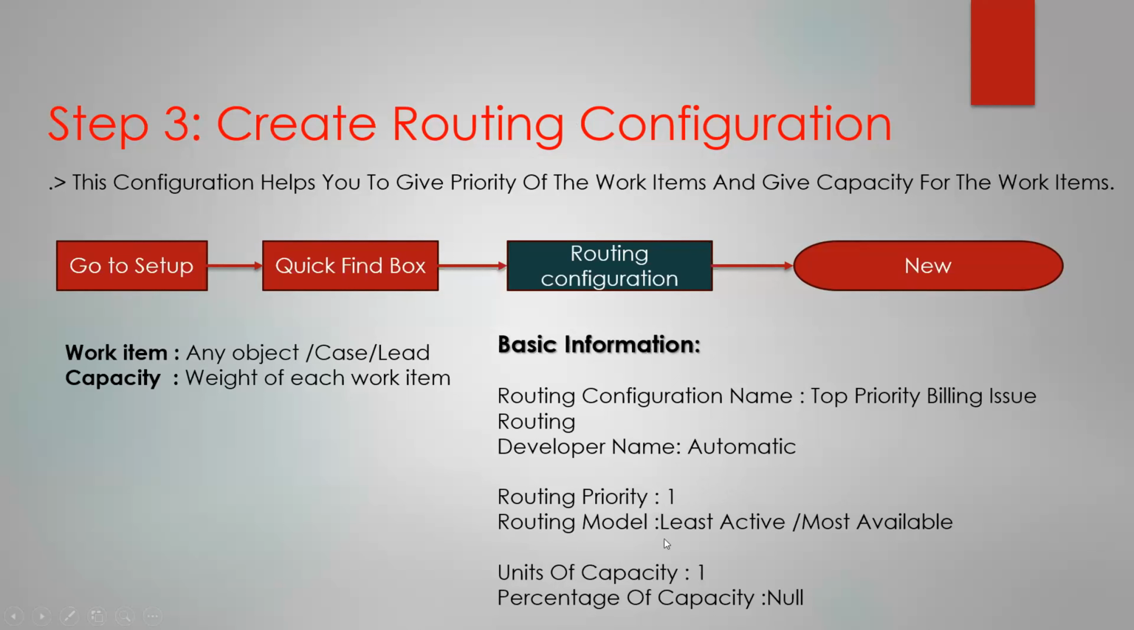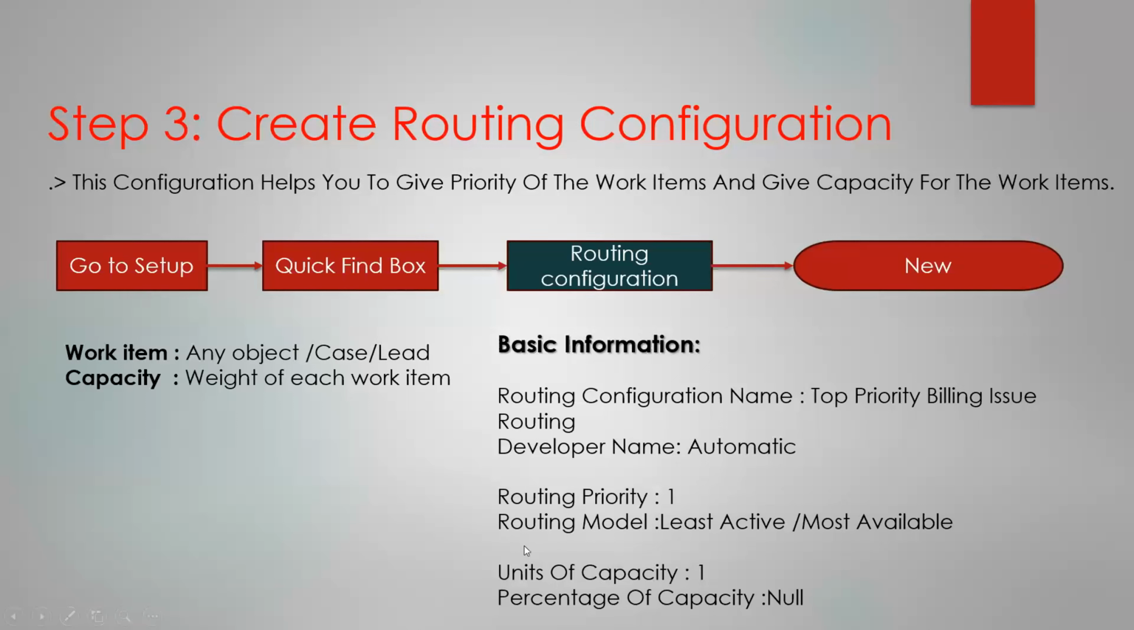And routing model, okay, least active and most available. We will look at what is least active and what is most available. So we need to focus on these two things. Okay, routing priority, number one, and second is routing model. Based on the routing model only, the other work will happen.